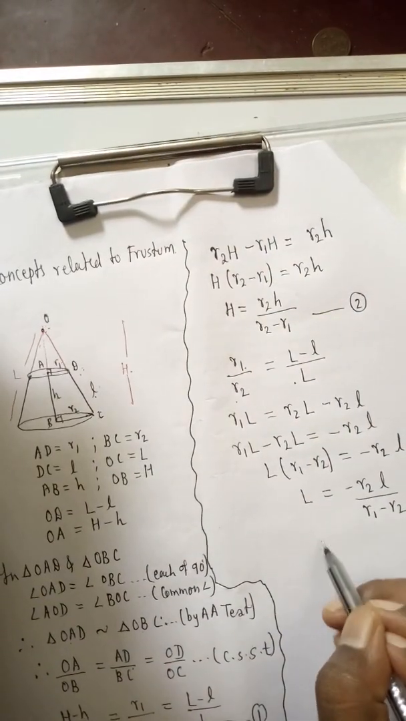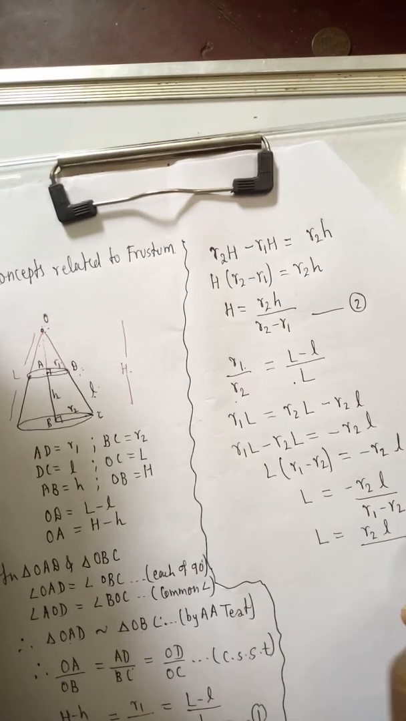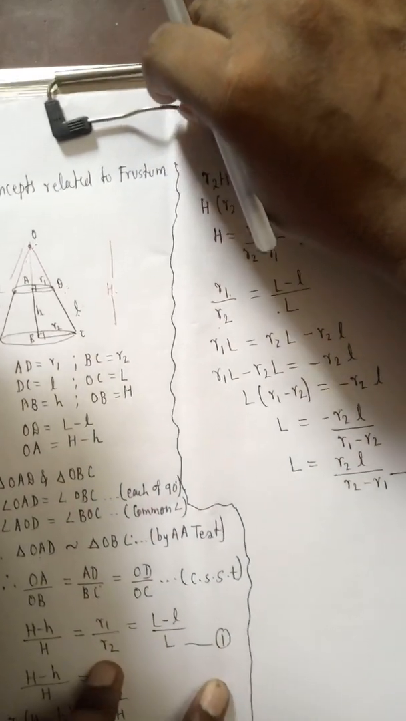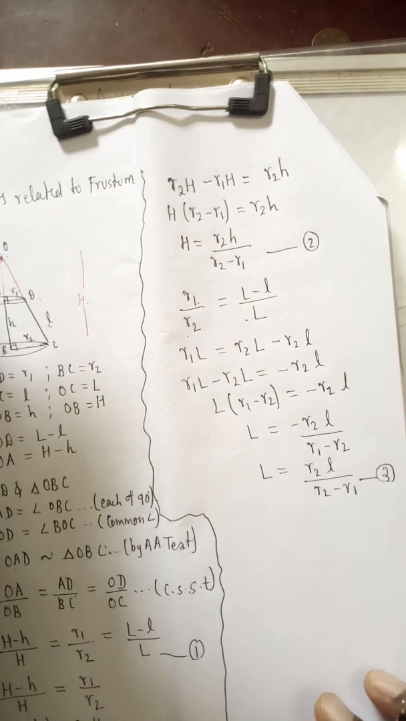If we want to eliminate this minus sign, this can be written as R2 l upon R2 minus R1. Let's label this as 3. Now coming back to a very important thing. Once you have understood this, it becomes very simple, right? So when we were talking about C.S.A, purposely I'll be taking C.S.A to a new page so that I can make you understand.